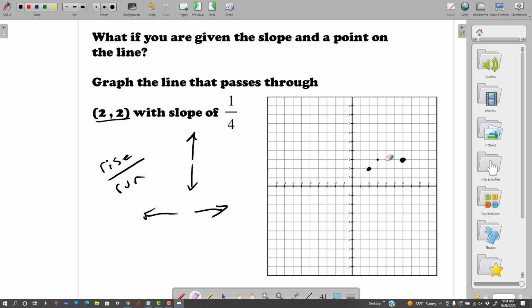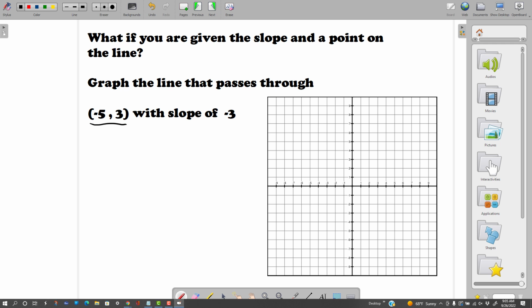Let's get rid of that point right there. That's not supposed to be there. Now we have our 2 points that we need, and so I can draw my line that passes through those points. So plotting the starting point and then using our concept of rise over run, starting at that starting point and going up or down and then left or right.